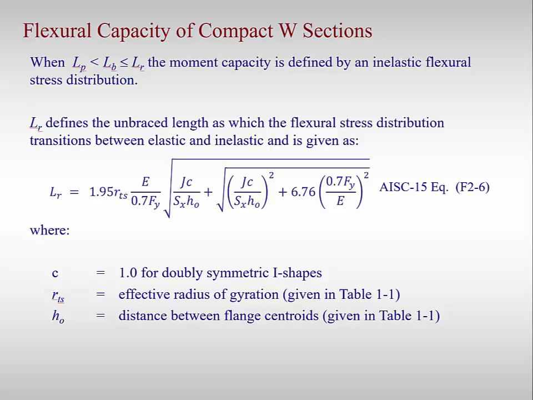Also, instead of using the radius of gyration about the y-axis, an effective radius of gyration is used, which is given as R sub ts. This value is given in Table 1.1-1 for the W shapes. This value differs from the radius of gyration about the y-axis, R sub y, and is less than R sub y. It takes into account the reduced stiffness due to the flexibility of the web as the tension member, which is very stiff, tries to stay put.